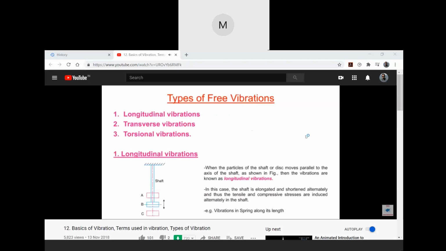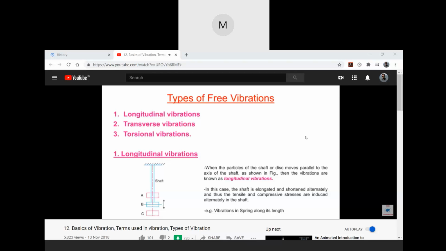Next, types of free vibration. We have seen what free vibration is: when no external force acts on a body, after giving an initial displacement, the body is said to be under free or natural vibration. Now, the types of free vibrations are basically longitudinal vibration, transverse vibration, and torsional vibration. We will see them one by one. First is longitudinal vibration.